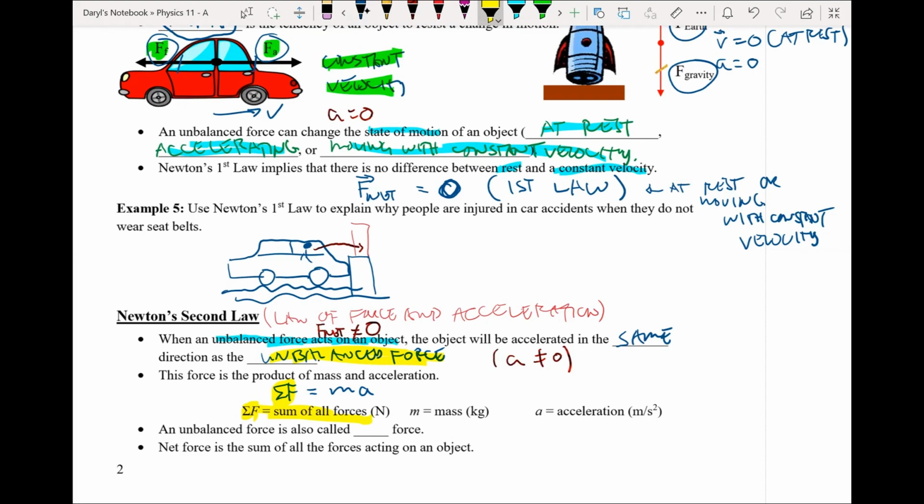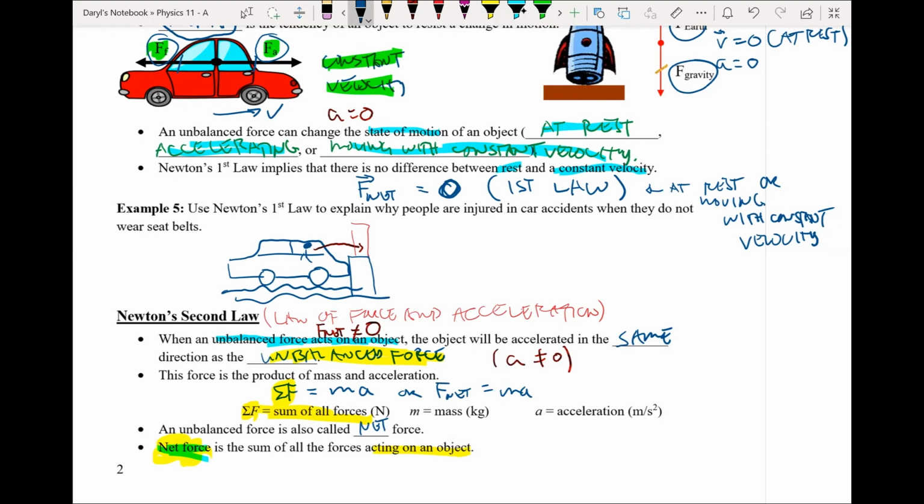The unbalanced force is also called the net force or resultant force. Net force is the sum of all the forces acting on the object. So again, you're talking about net forces here, and you're taking the sum. Hopefully you familiarize yourself with that. That is why, instead of just writing F equals MA, it's relatively important to use the summation of all the forces, or you can use F net equals MA. Either way works.